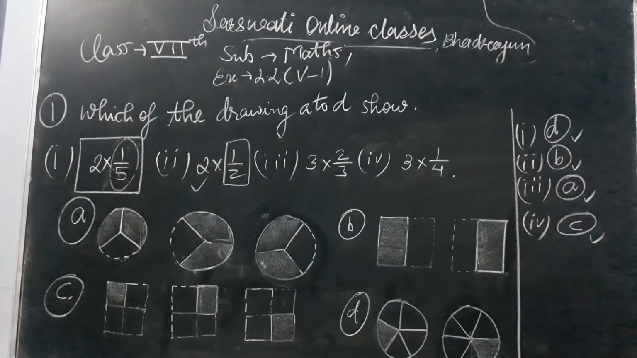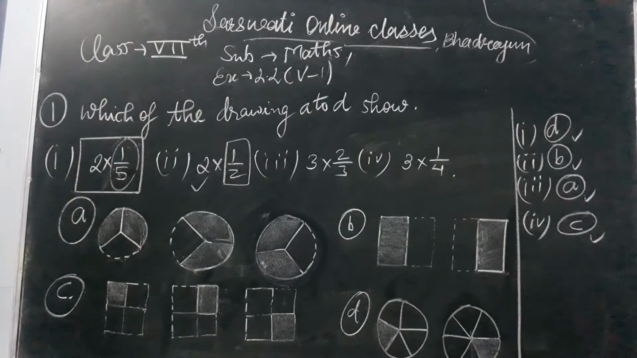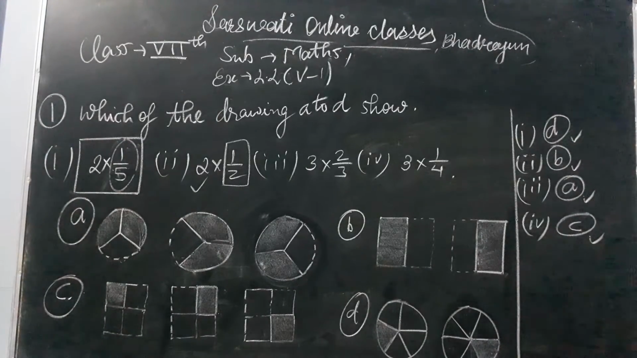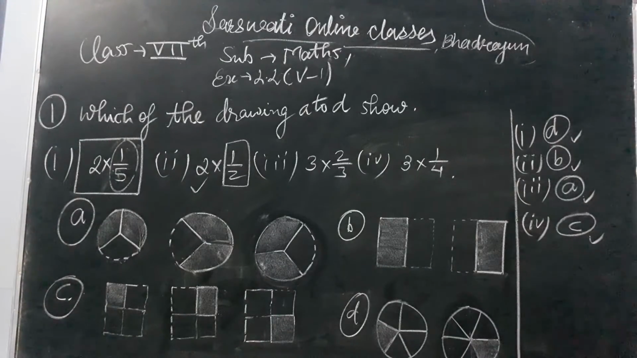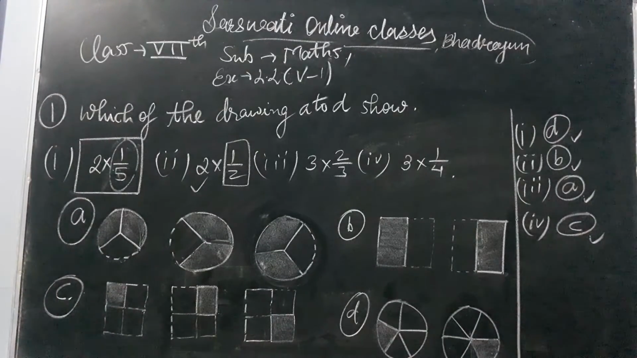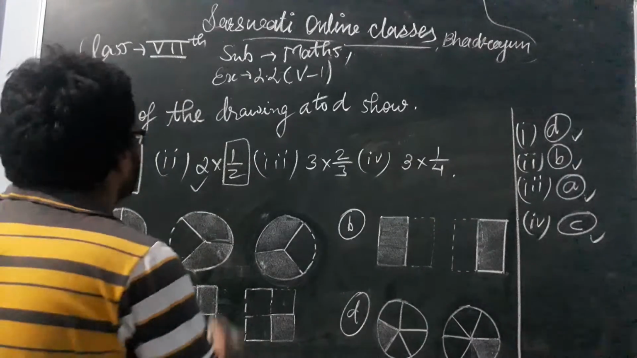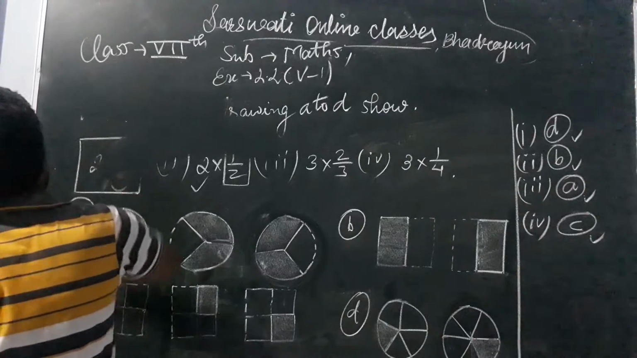Okay, now the question is completed. That was which of the drawings A to D shows. Okay. Next part is, or our next question is, next question number second I am going to just solve. What is it?